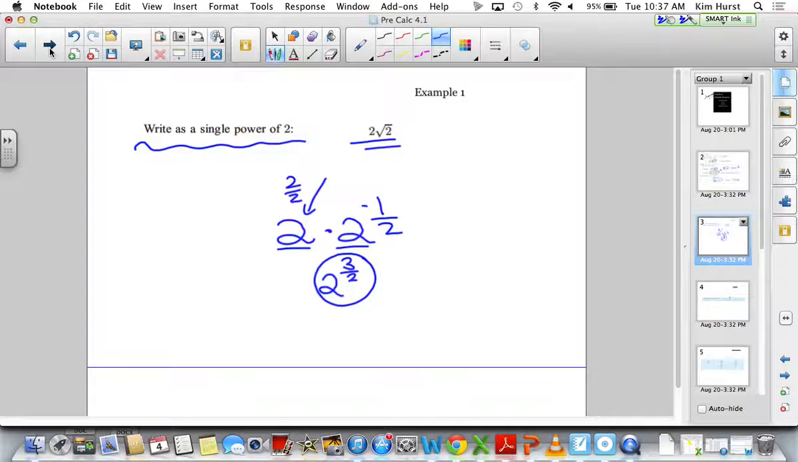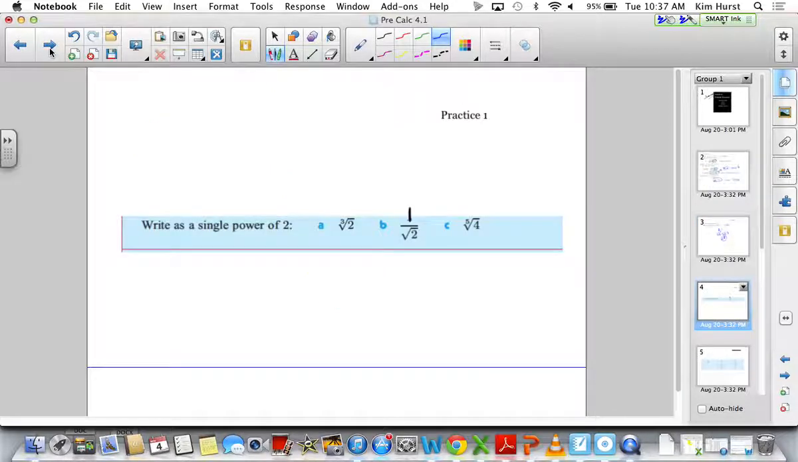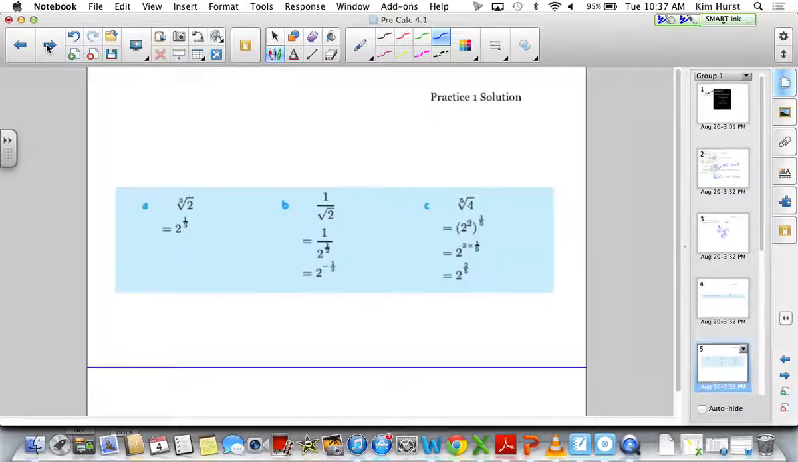All right. So here are your practice problems. Notice there's more than one. I did that on purpose so that you have an opportunity to practice these problems. The answers will be on the next slide, but try them on your own first. Here are your answers.